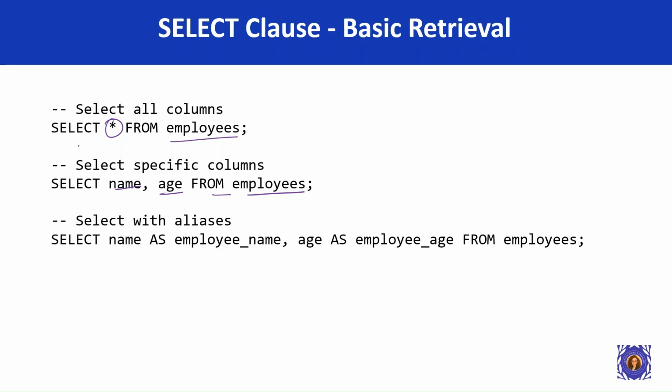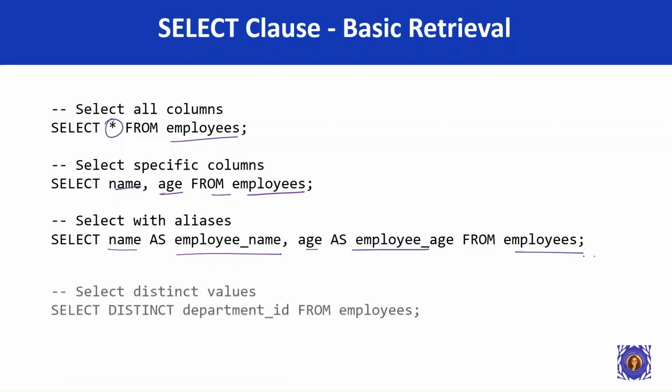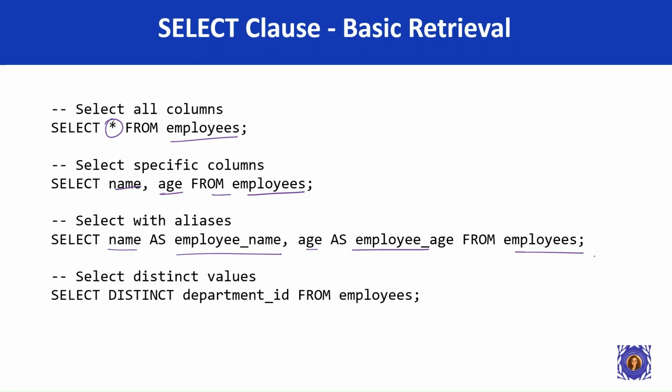Select with alias. Aliases are something like you can rename an attribute or a column. Like here, we are renaming name as employee name, age as employee age from employees. Now, if you want to select distinct values, we can use the keyword distinct that will only give us distinct department IDs from the employee table.